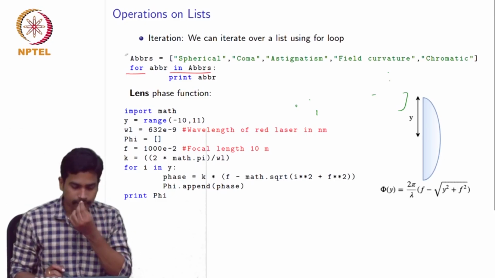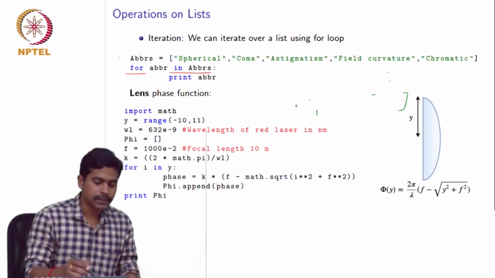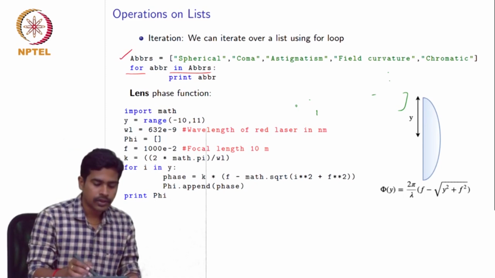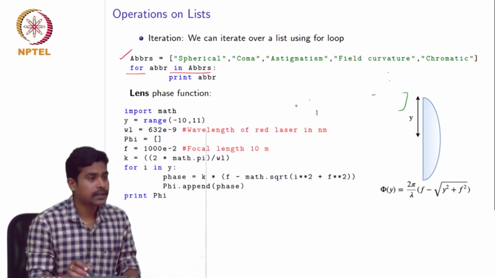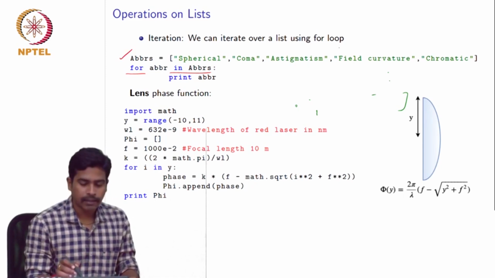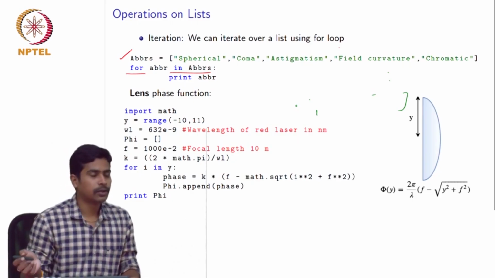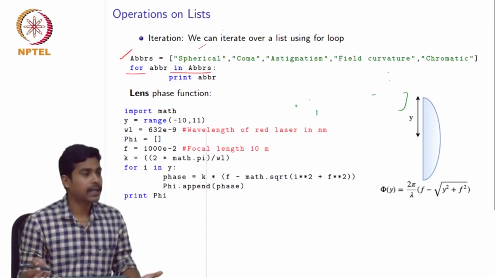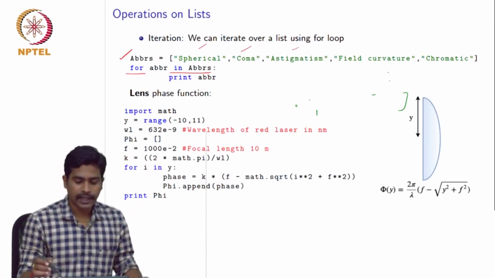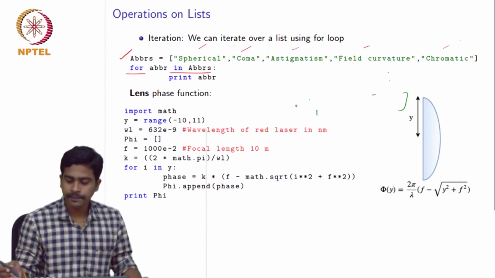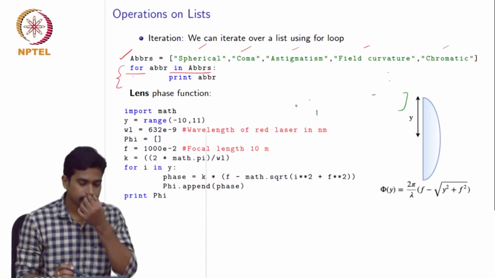So to show that, this is a simple example. ABBRs is a list, and the members of the list are different types of aberrations. You know there are 5 major types of aberrations, which are spherical, coma, astigmatism, field curvature, and chromatic.